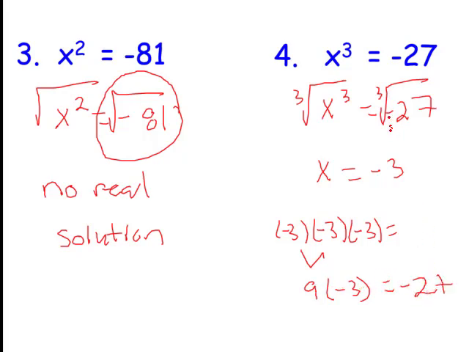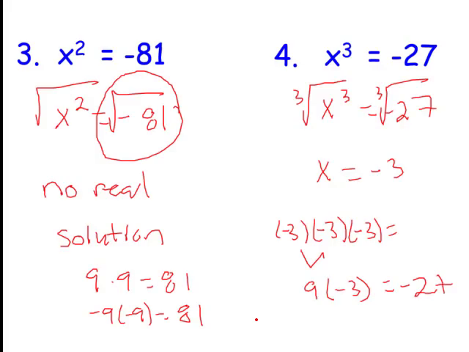So this is true. If we try to do it for this one, 9 times 9 is 81, and negative 9 times negative 9 is positive 81. Therefore, a real number times itself will always be non-negative.